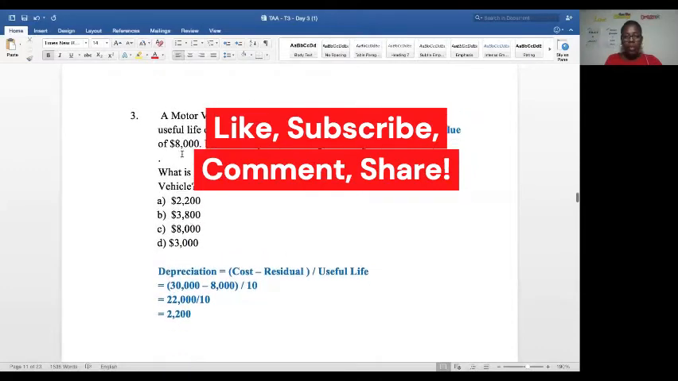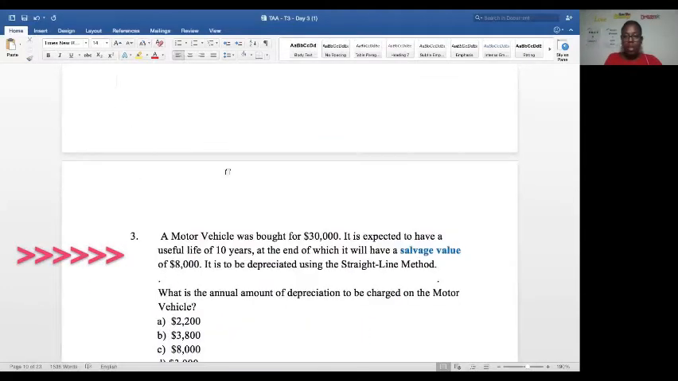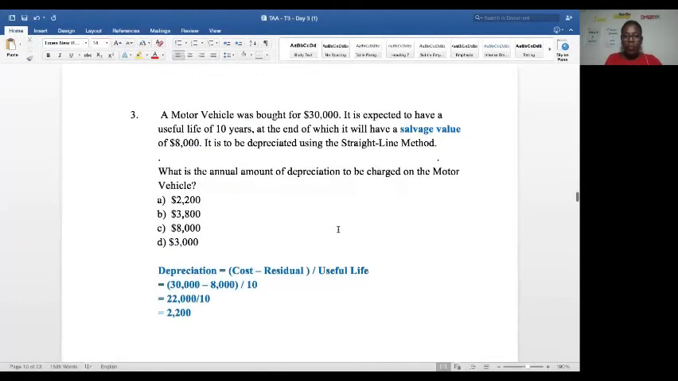Number 3, a motor vehicle was bought for 30,000. They're expected to have a useful life of 10, and at the end, they have a salvage value of 8,000, depreciated using a straight line method. What is the annual amount of depreciation? This is really straightforward here again. The salvage value is the only thing that I could see making students be confused.